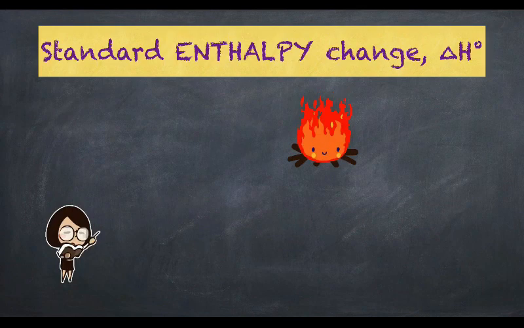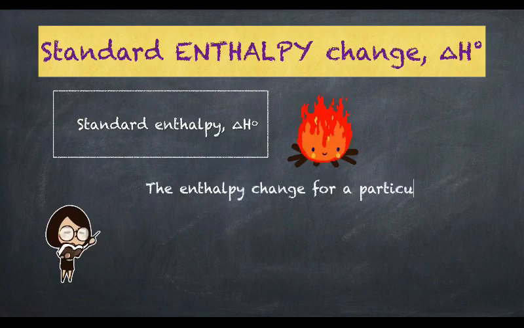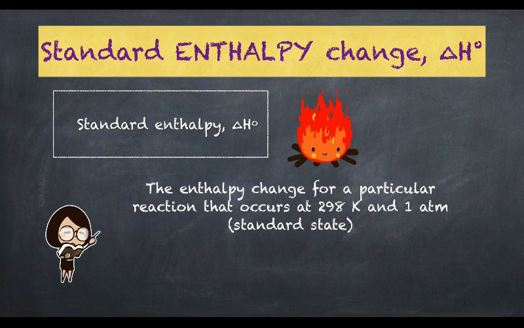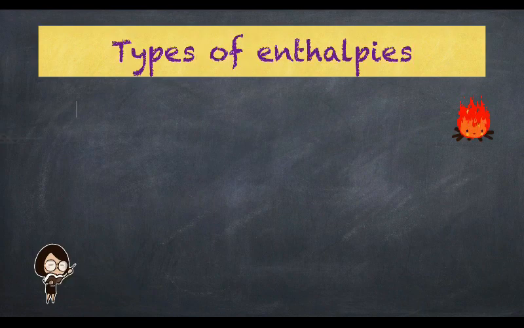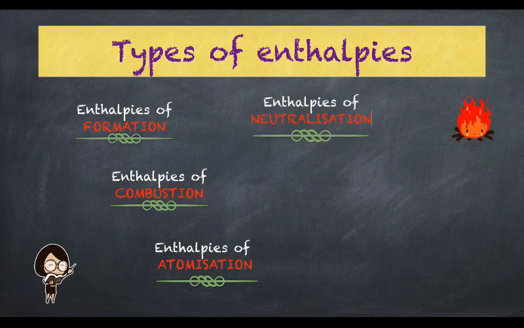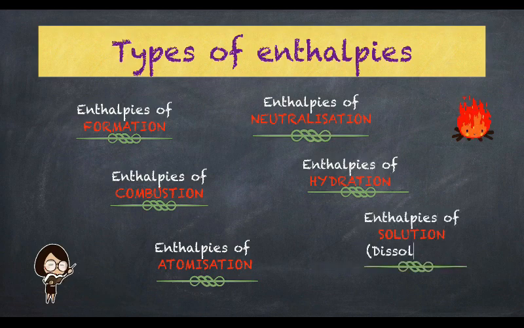Standard enthalpy change. The symbol of standard enthalpy change is read as delta H standard, or perhaps more commonly as delta H naught. Standard enthalpy is the enthalpy change for a particular reaction that occurs at 298 Kelvin and 1 atm. There are 6 types of enthalpies. First, enthalpies of formation. Second, enthalpies of combustion. Third, enthalpies of atomization. Fourth, enthalpies of neutralization. Fifth, enthalpies of hydration. Sixth, enthalpies of solution or dissolution.